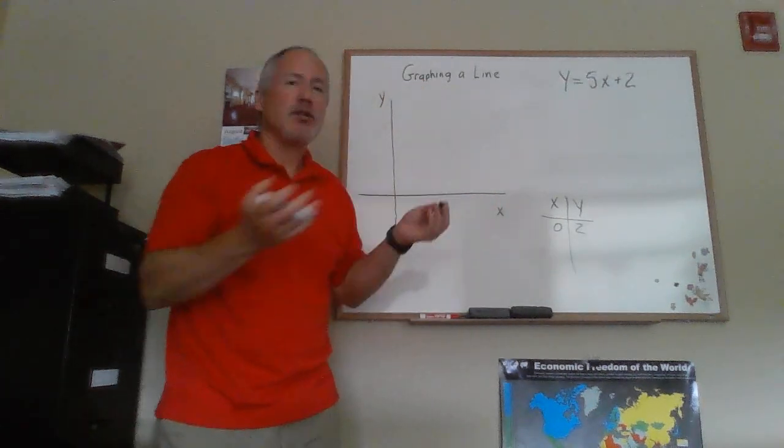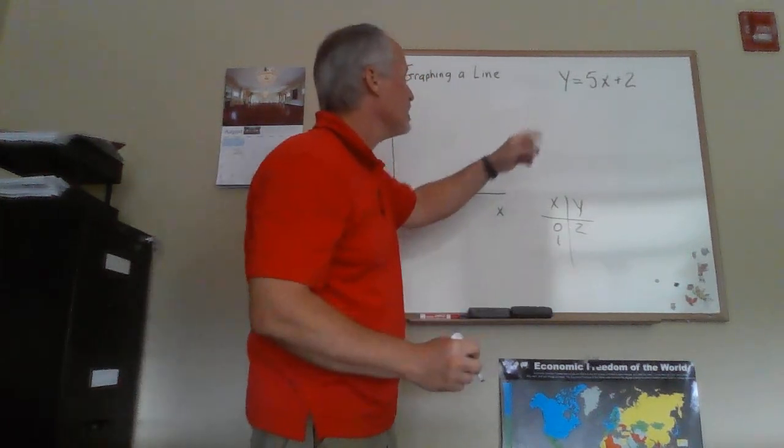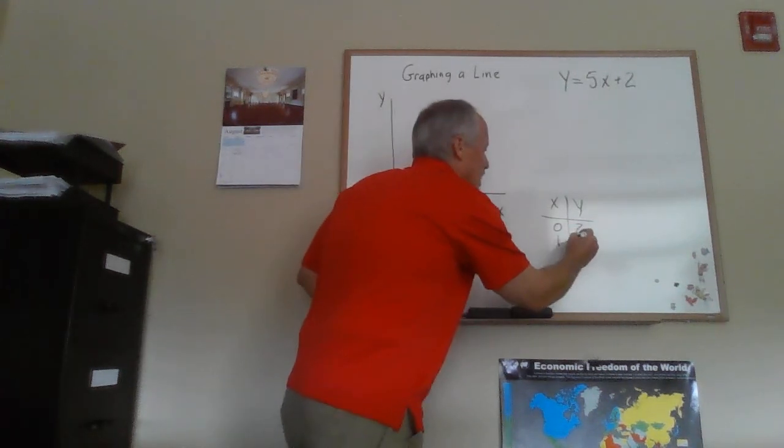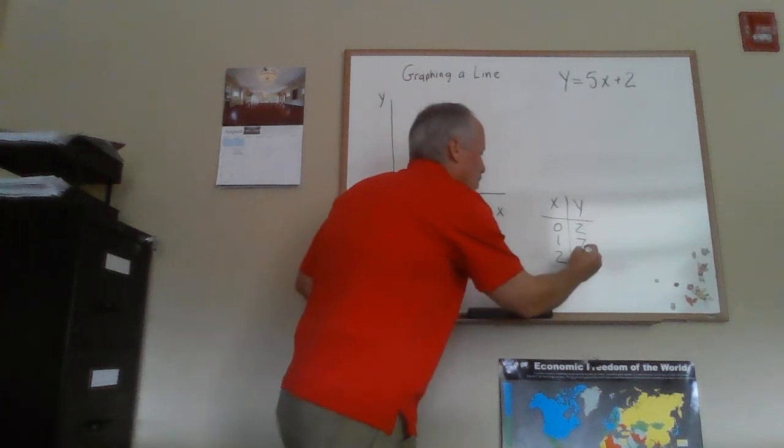And then if you put 1 in for x, you get 1 times 5 plus 2, which is 7. And if you put in 2, you'll get 12.